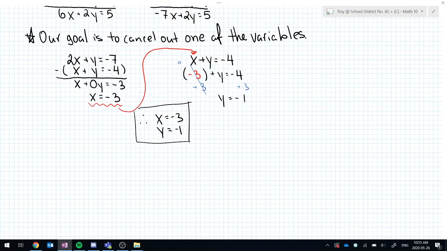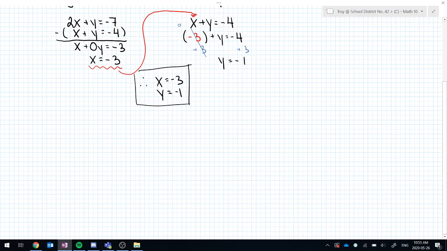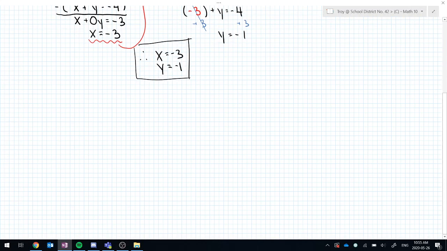Let's take a look at a second question. And this one's going to involve an additional step. So if we have something that looks like this, we'll do 3x minus 4y equals 7 and 5x minus 6y equals 8. Okay.